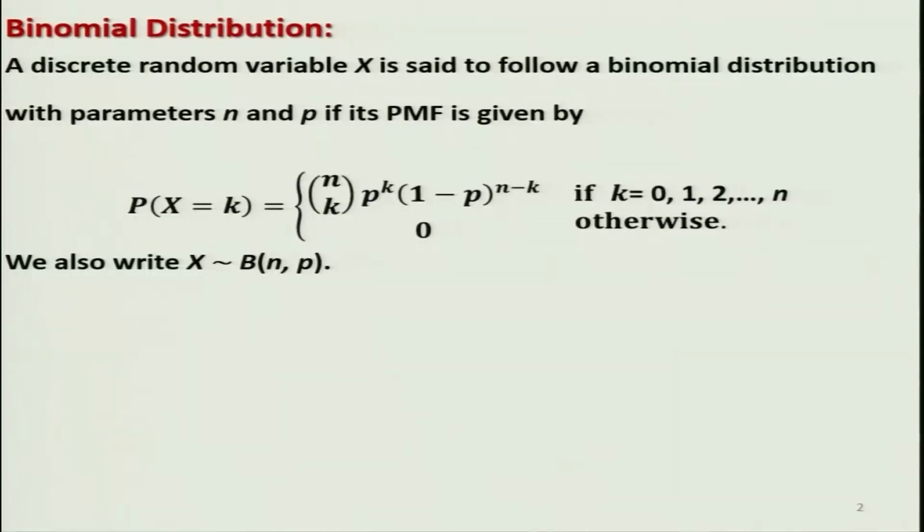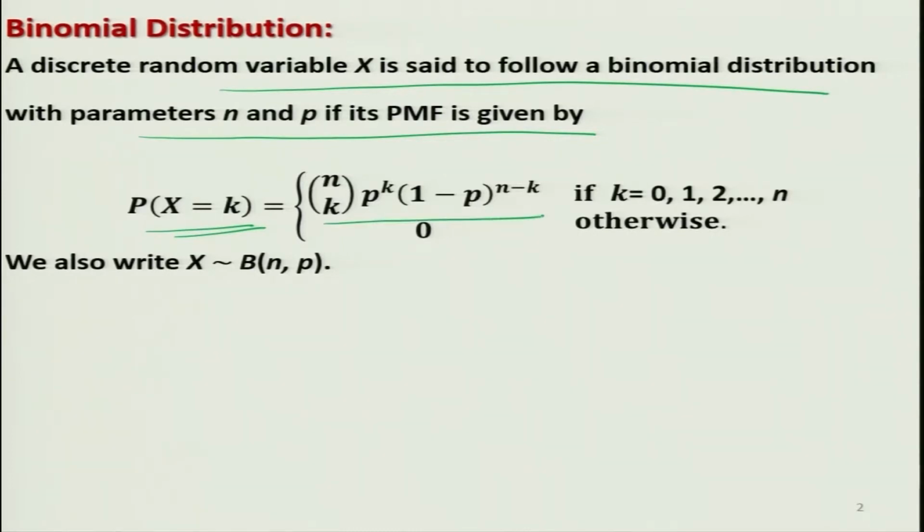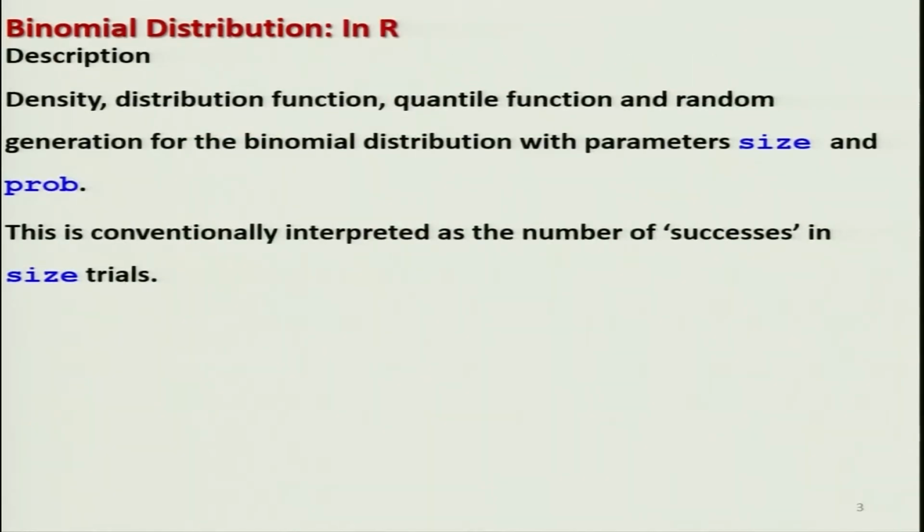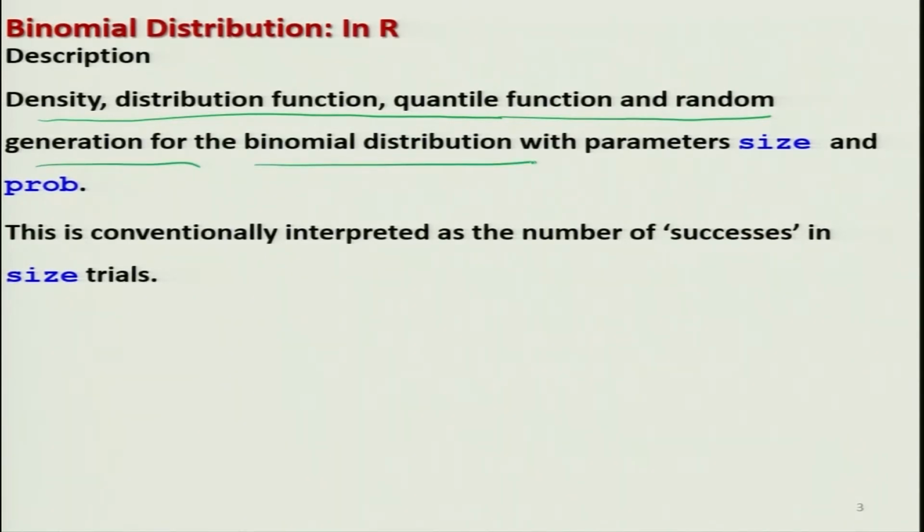A discrete random variable X is said to follow a binomial distribution with parameters n and p if its probability mass function is given by P(X = k) = n choose k, p raised to the power k, into (1 minus p) raised to the power n minus k, for k = 0, 1, up to n, and this is indicated by X follows Binomial(n, p). This is what we learned in the last lecture. Now I am coming to R software and how you are going to handle it. In R software you can compute the density, the distribution function, that is the CDF, different types of quantile functions, and you can generate random numbers from the binomial distribution. It is indicated by Binomial(n, p). There are two parameters, n and p. n is indicated by the parameter size, and p is indicated by another parameter, prob.